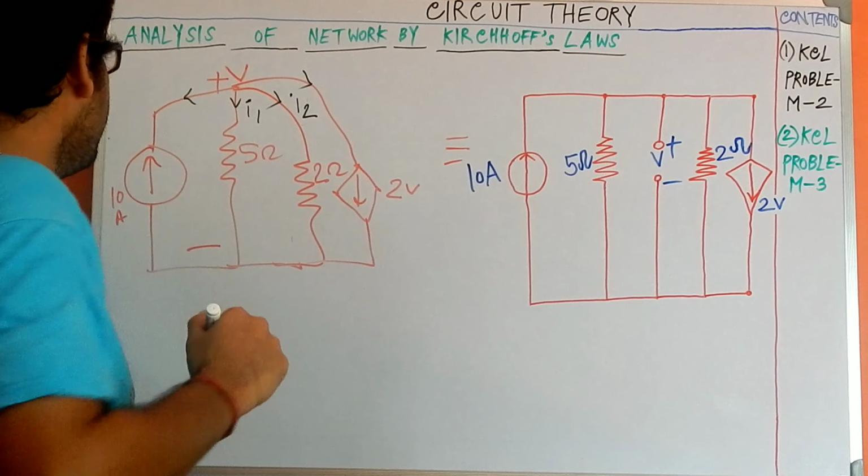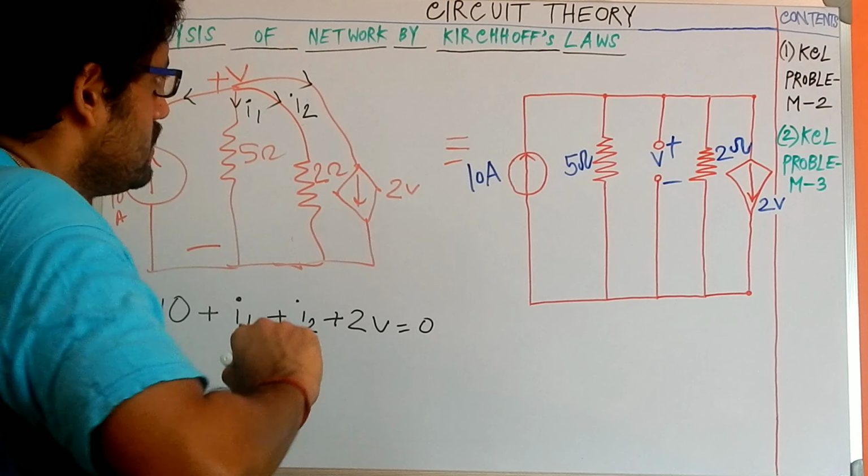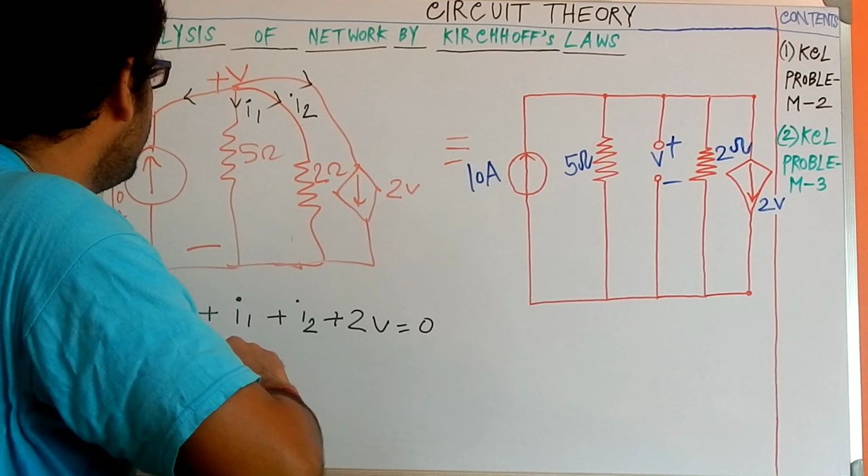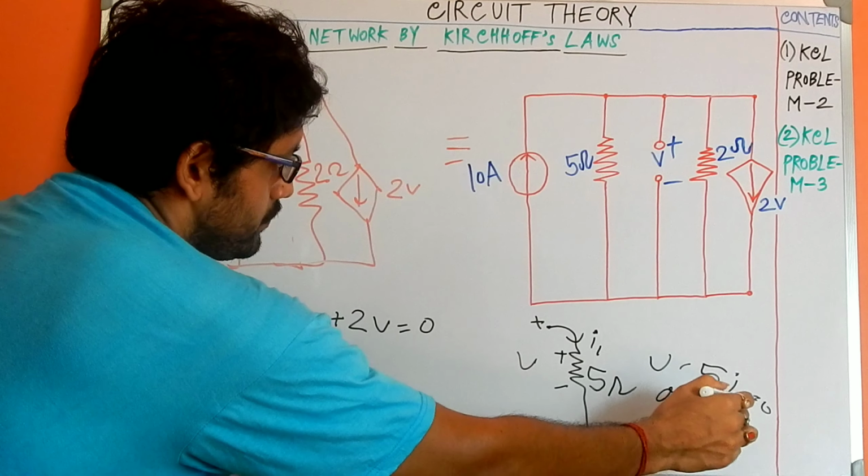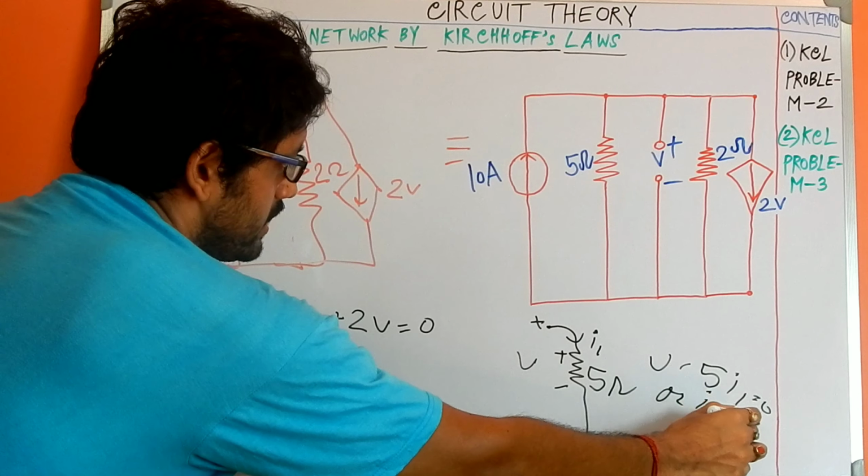Okay, so I have to find out the value of V. So what is the value of V? If I take the 5 ohm resistor, this part is V, and here 5 ohm, current flowing in this direction, and this one is I1. So instead of I1, I can write minus V minus 5 I1 is equal to 0, or I1 is equal to V by 5. Okay. Similarly, I can write that I2 is equal to V by 2.